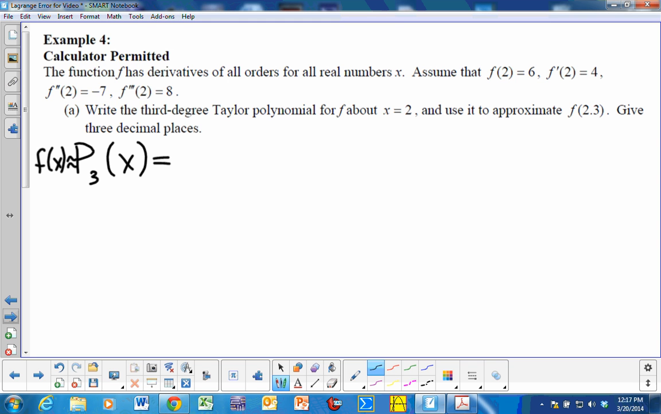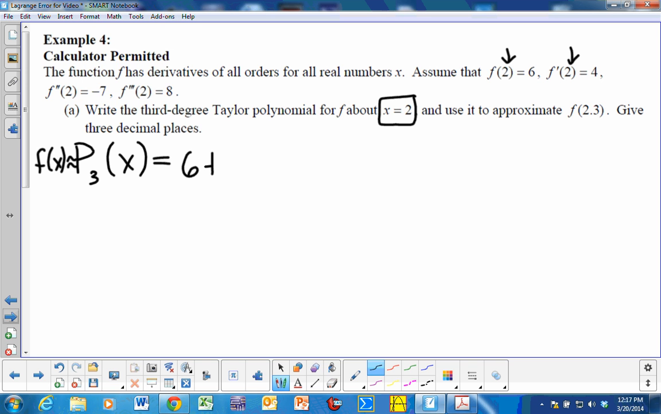Well, we take the function, and we're doing this one centered at 2. And we know it's centered at 2 because it says about x equals 2, and they're using 2's here for everything. So we know the center is at 2 here. So we take the function value at 2, and that's the first term.